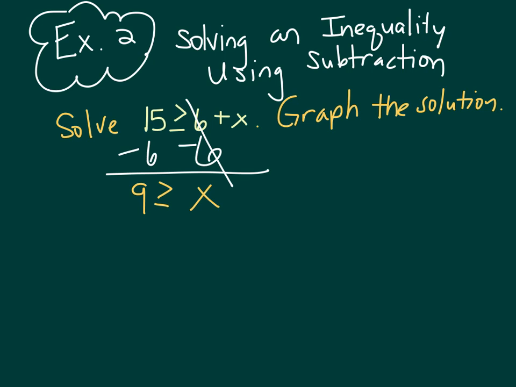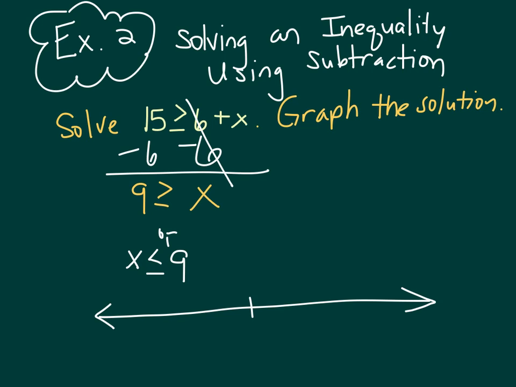And just like on our last on your own problem, you can leave it as 9 is greater than or equal to x, and that just tells us that x has to be less than 9 because 9 has to be bigger than this. Or if it helps you to flip it around, you could also say that x is less than or equal to 9. And either way, you're going to go ahead and graph it.